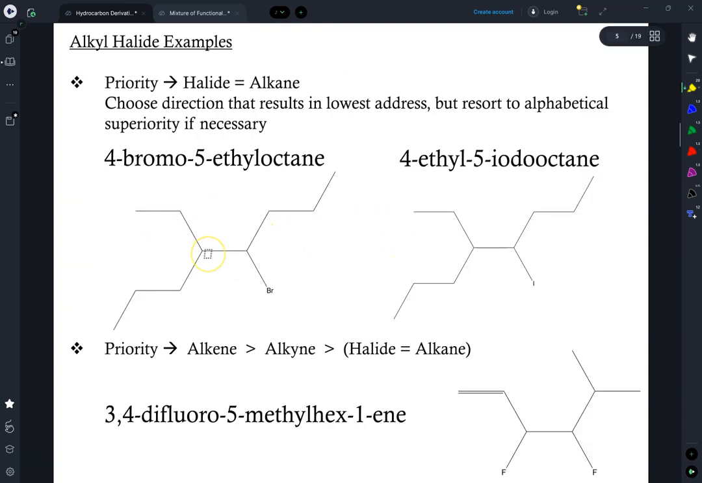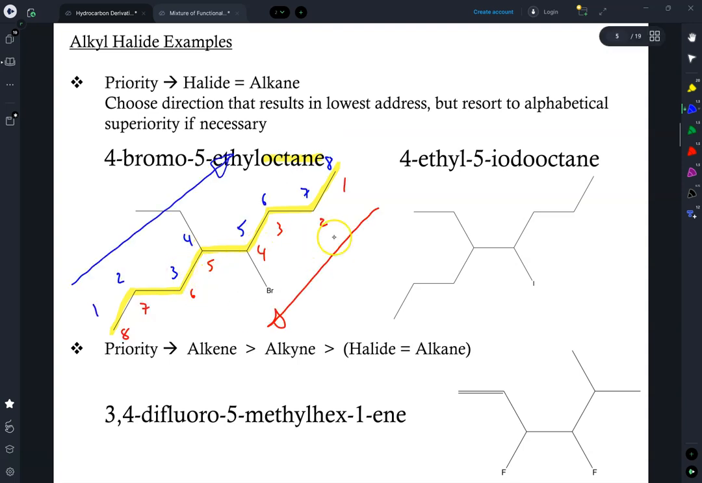Looking at our first example, all the previous rules we had learned still apply, so find the longest continuous carbon chain you can, in which case it is 1, 2, 3, 4, 5, 6, 7, 8 carbons in my parent chain, which is why it's called octane. No double bonds, no triple bonds, so just an ane suffix to show that it's an alkane. We then choose a counting direction, either red or blue. In both cases, the address numbers for my branches are 4 and 5.